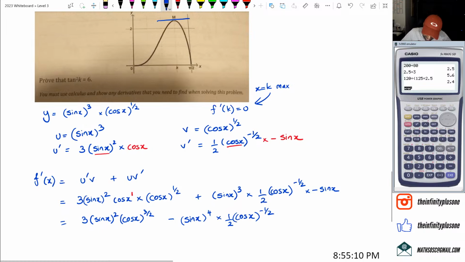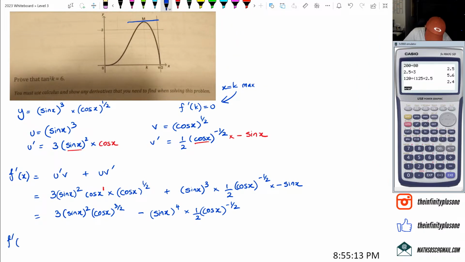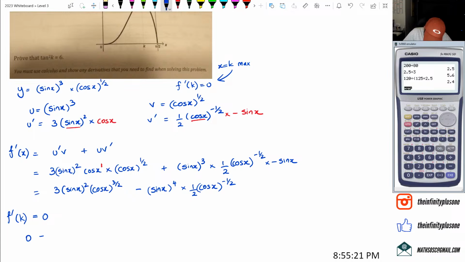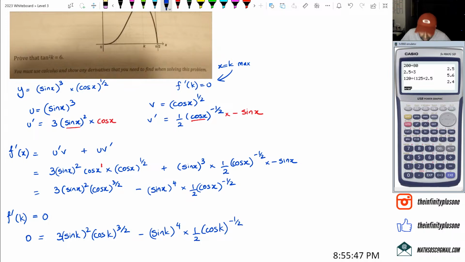But anyway, look, we've got this here so far. Now we know that f dash of k, because the gradient at k, is equal to 0. So we can put this as 0 is equal to 3 sine k squared cos k to the 3 over 2 minus sine k to the power of 4 times a half cos k to the power of negative half.